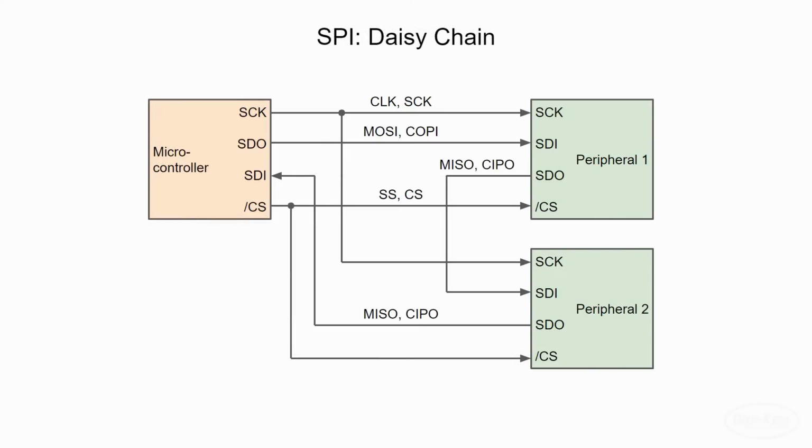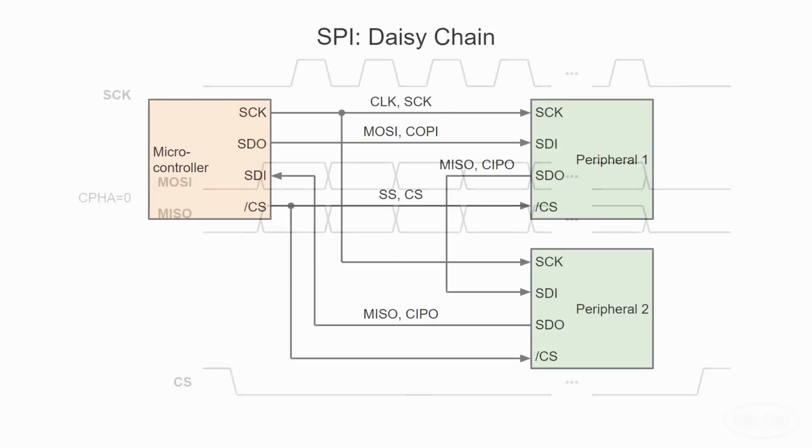Sometimes you'll come across parts that work in a daisy chain configuration. This is popular with things like SPI LED drivers. Here, the clock and chip select lines are shared among all the peripherals. Data out from the controller goes to the first peripheral. Then, data out from the first peripheral goes to the data in line on the second peripheral. This can continue for any number of peripheral devices. On the last peripheral, data out is connected back to the data in pin on the controller.